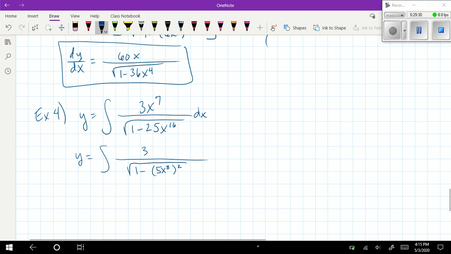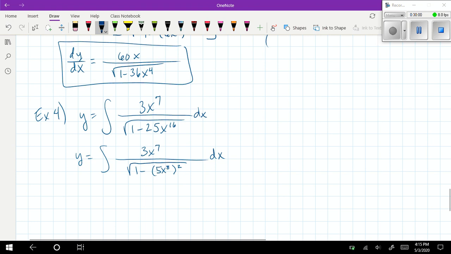On the top, I still have 3x to the 7th, and then I have a dx. I think it is nicer right now to go ahead and do a u substitution and get this thing written in terms of u, because the derivative of 5x to the 8th is not 3x to the 7th. Now, we could do it kind of fast if you'd like. Do you know the derivative of 5x to the 8th? I'm hoping you know it's 40x to the 7th.